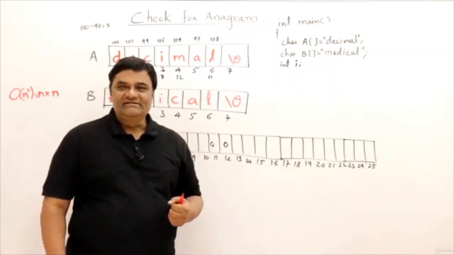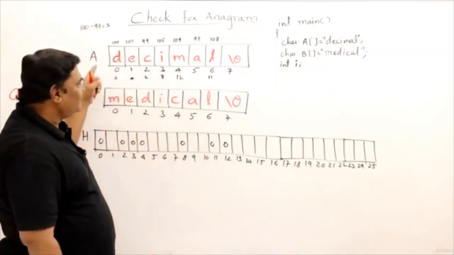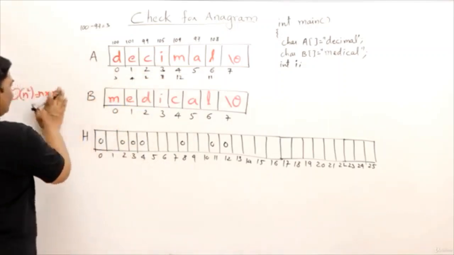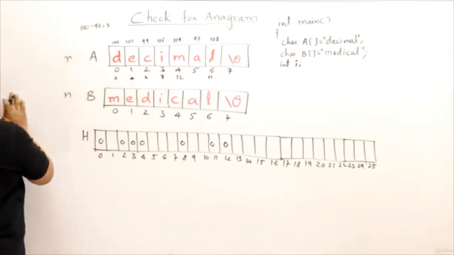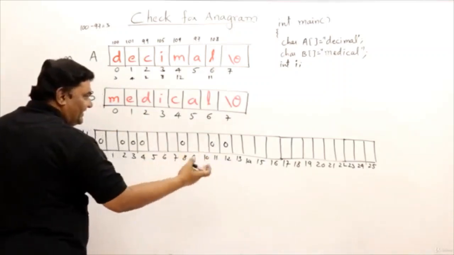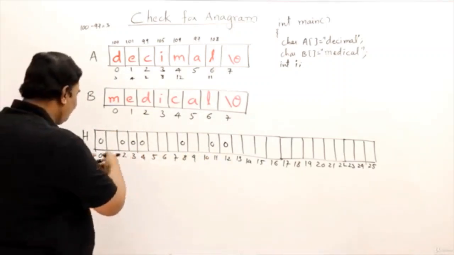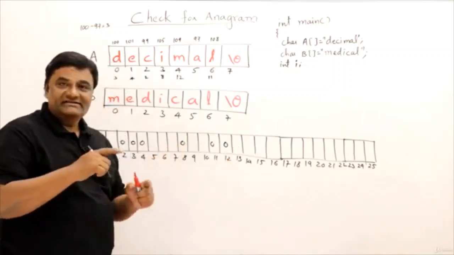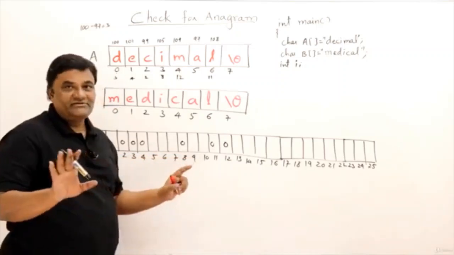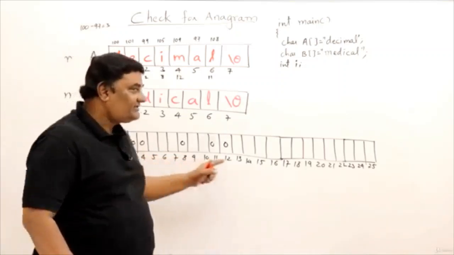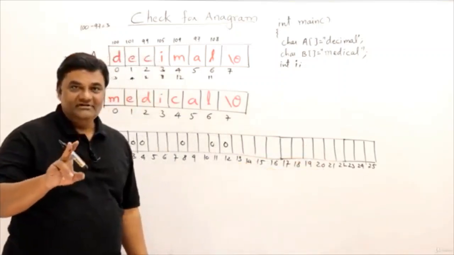So let us do some analysis. How much time is it taking? We are scanning through the first string, so how much time is it? It is linear, so it is n, and this is also linear, so it is n. And then this table we are accessing every time. So how much time? We are not accessing the entire table, we are accessing a particular location, right?